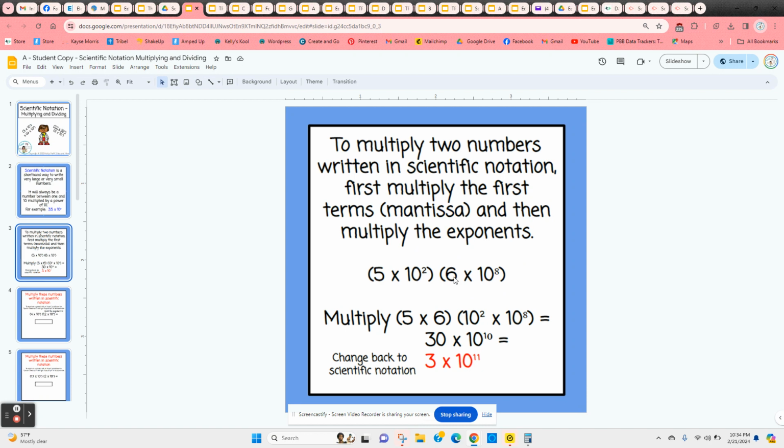We're going to multiply these two numbers separately. We call that the mantissa, 5 times 6, and 10 to the second power times 10 to the eighth power. And here when we're multiplying, we add the exponents. So we get 30 times 10 to the 10th, but we don't want to leave it like this. We want to change it back to scientific notation. So to keep this equal, we're going to divide by 10 here, and we're going to multiply by 10 here. So that will give us 10 to the 11th power and 3.